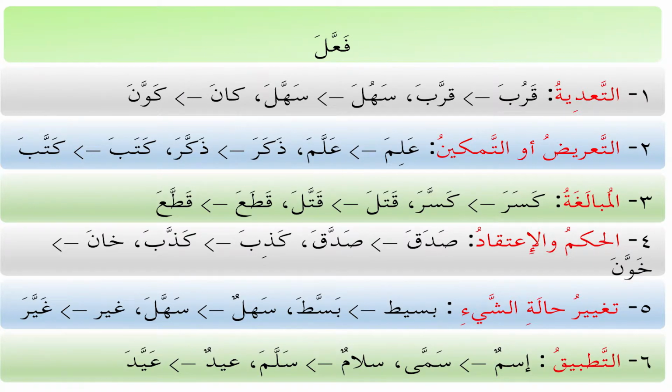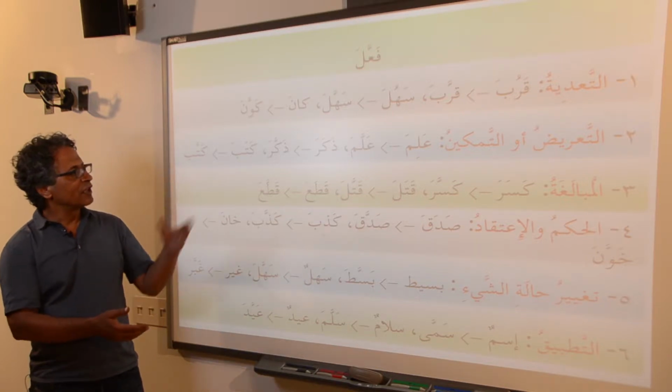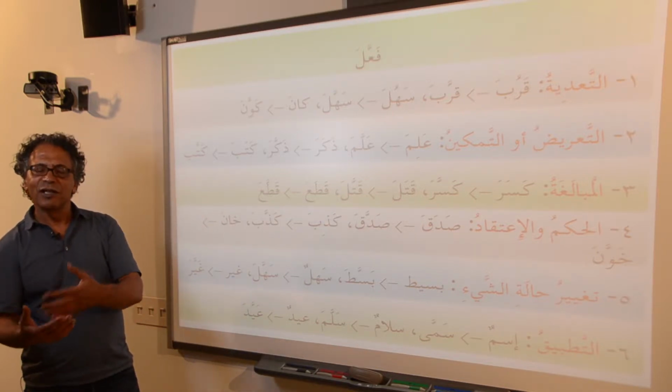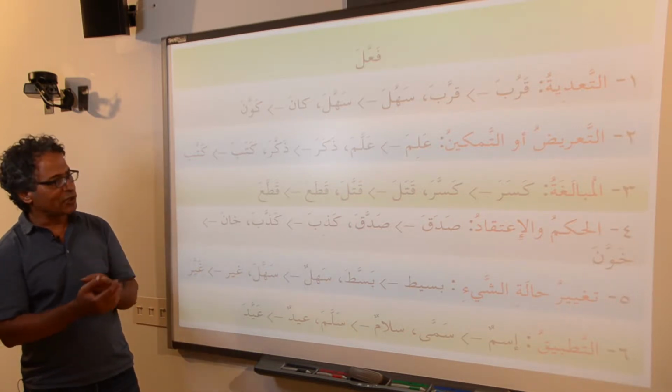المبالغة is exaggeration or intensity in the meaning. So كسر is to break, وكسر is to smash something. قتل قتل, to kill, to slaughter. قطع قطع, to cut, but then to cut something into pieces, really chop it down, would be قطع.